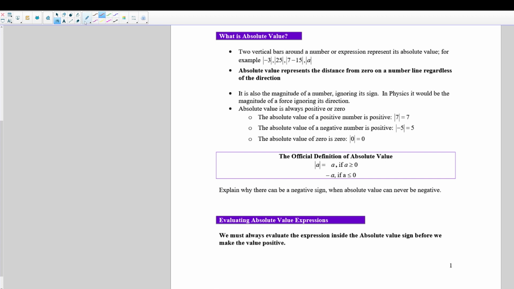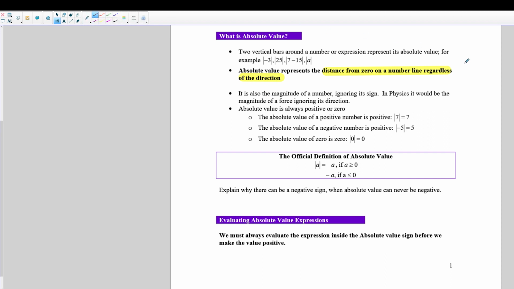Now, if we think about the definition of absolute value, really it's just representing the distance from 0 on a number line, and it doesn't matter what the direction is. Another way that we can think about it is that it's really just the magnitude of a number ignoring the sign. So if we're thinking about physics wise, it's just the magnitude of a force ignoring its direction.